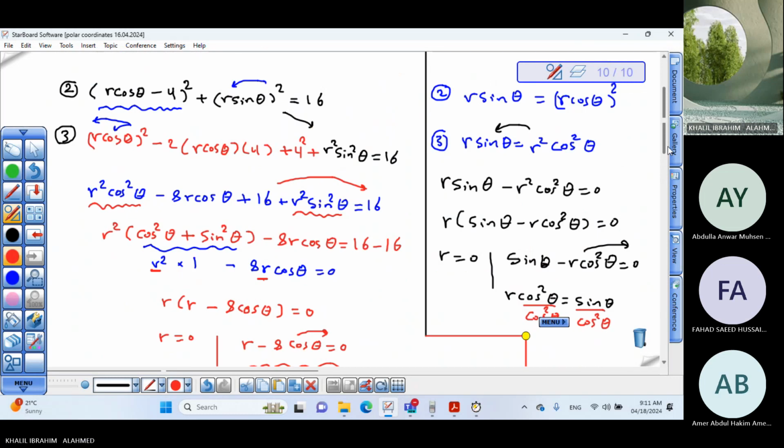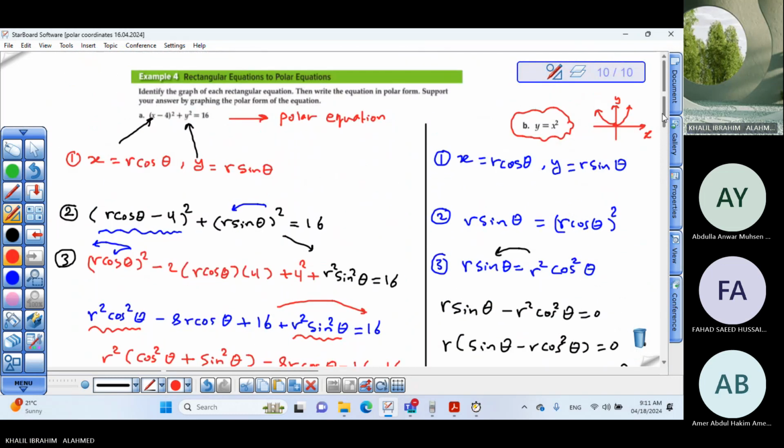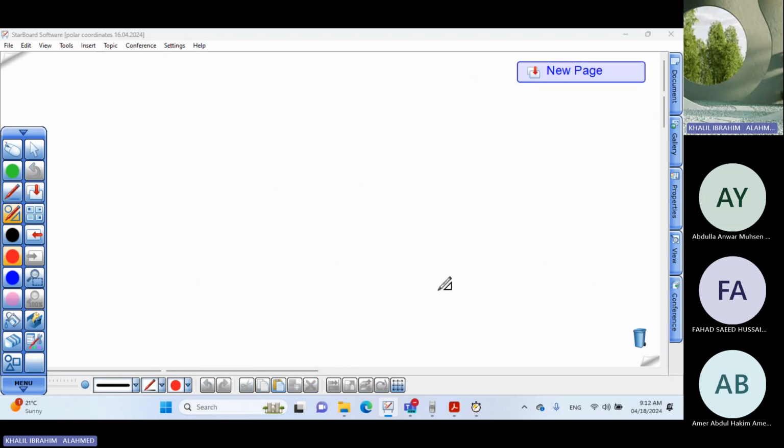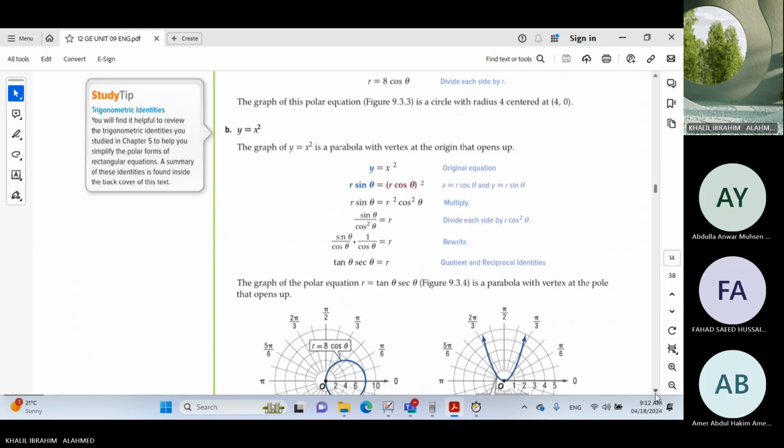Okay. Any question? Any question until now? Okay. No. Okay, let's move on. I think we have many examples to solve, similar to this example. I think here this is okay.